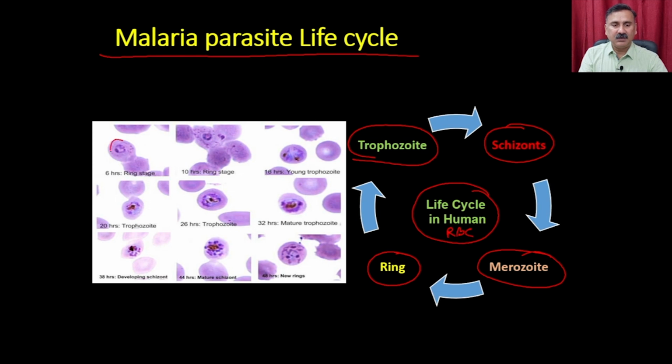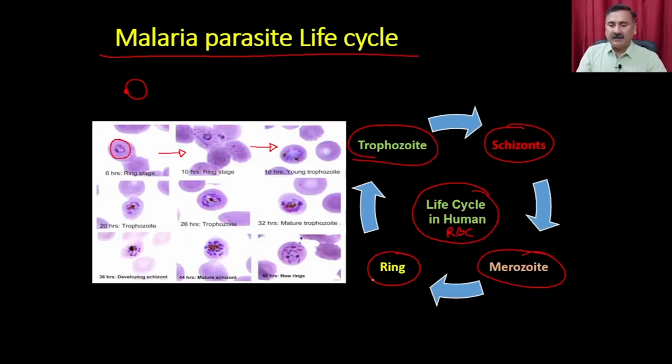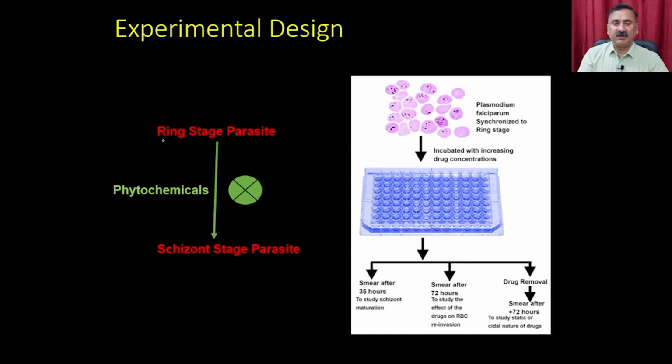These are the different stages you see. This is the ring stage. You see this? It's like a ring, and that's why it is called the ring stage. When the ring goes for 10 hours, it develops into the mature ring, and then the mature ring develops into the trophozoite and so on. These are the different stages you can identify microscopically, and that's how you can say, if I take the ring stage and treat it with the phytochemicals, whether the ring will get converted into trophozoite and schizont. Okay, so the experimental procedure is like this.